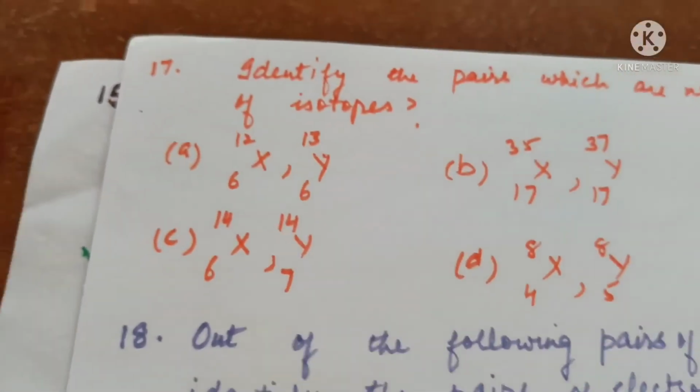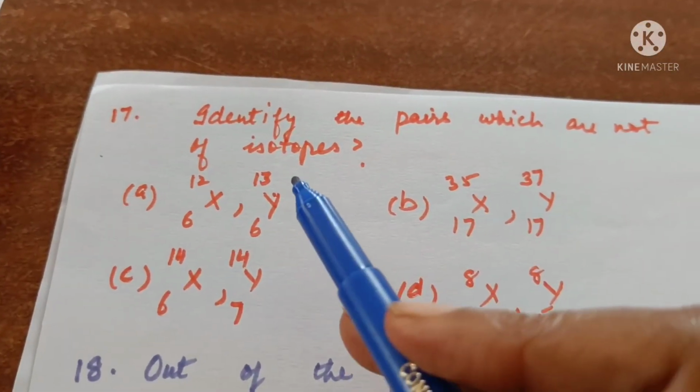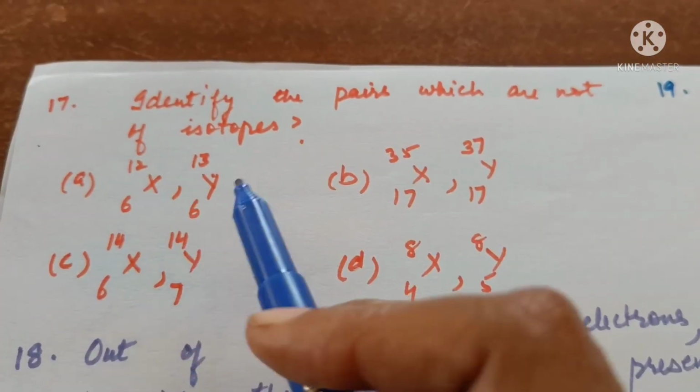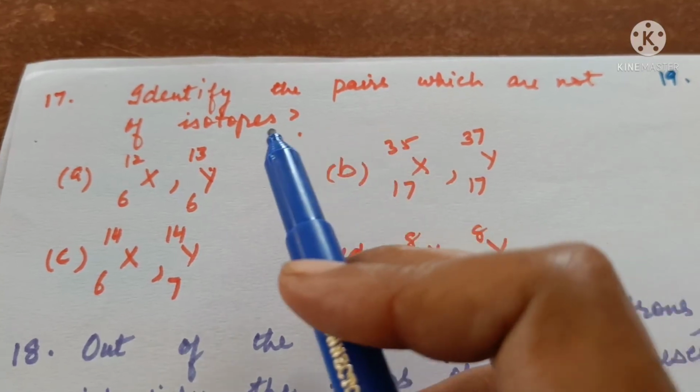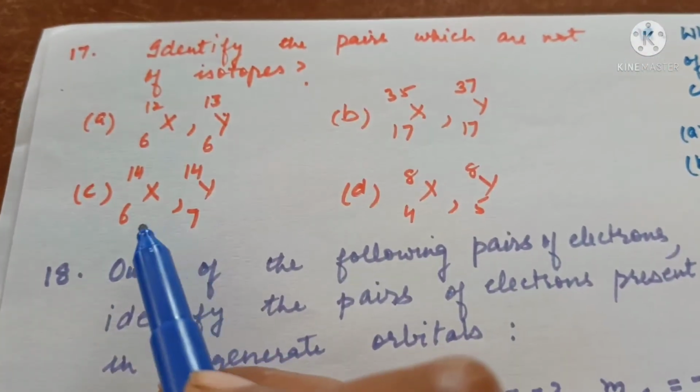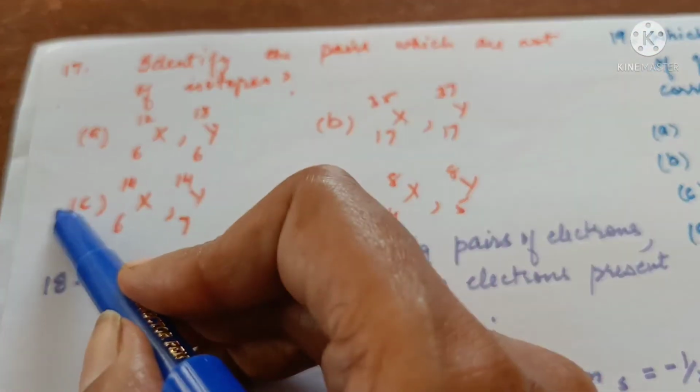Identify the pairs which are not isotopes. Isotopes have the same atomic number. We want to find those pairs which are not isotopes. So option C and option D do not have the same atomic number.